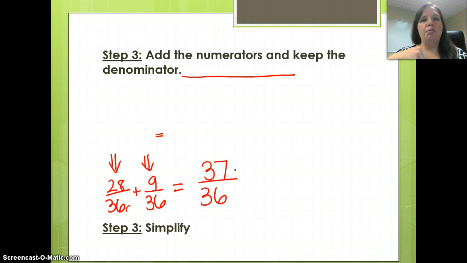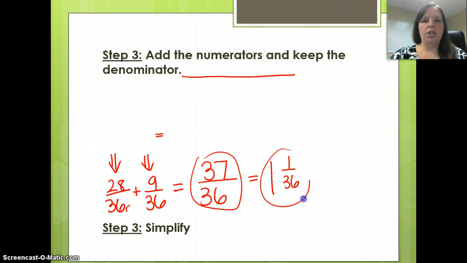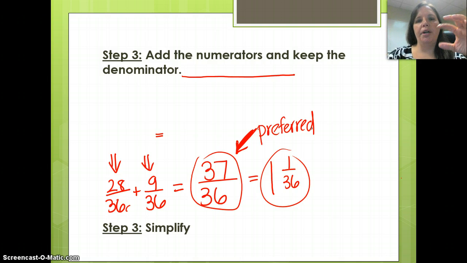From here, I am fine with you keeping this as your answer. If you want to change this into 1 and 1/36, that's fine too. Eventually, we'll get to cases where this answer will be preferred, and it'll be for a specific reason, but you'll see that later on.